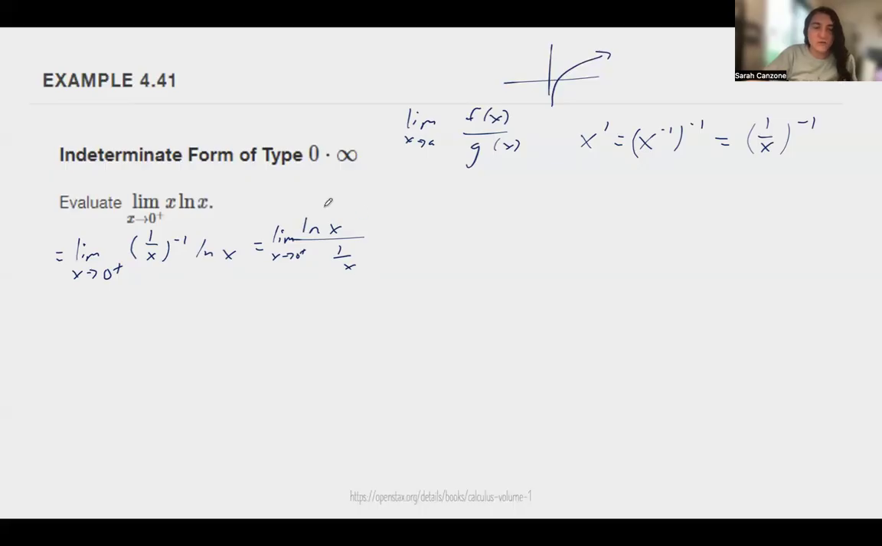So we've actually written it as a L'Hopital's rule question now. Because we've written it as a fraction, we can now go ahead and employ L'Hopital's rule. From the right doesn't even matter in this question. So we can just go ahead and take the derivative. So this is equal to the limit as x approaches 0 from the right of the derivative of ln x, which we know is 1 over x, and the derivative of 1 over x, as we've shown earlier, is negative 1 over x squared.